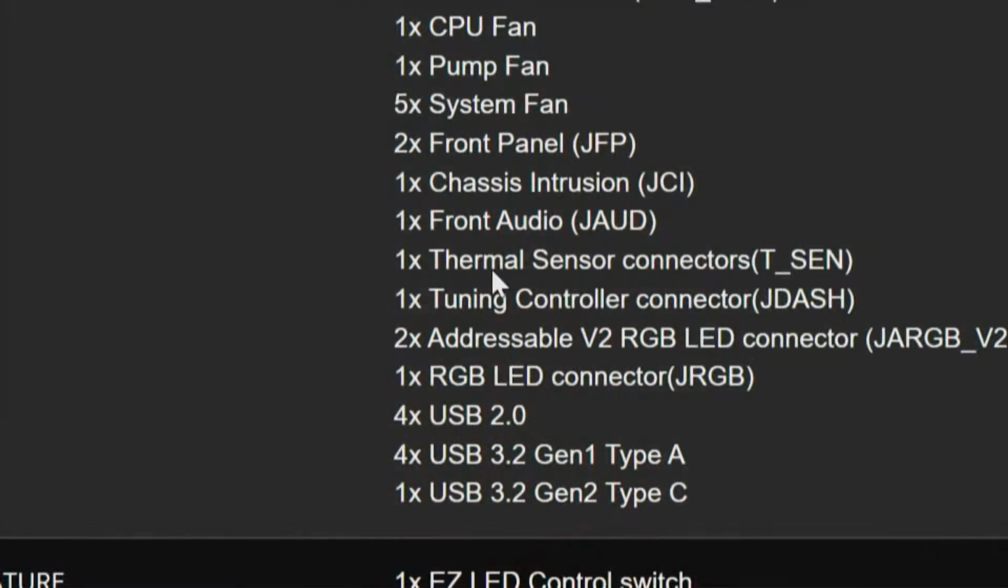I like the layout because it gives us a 1, 2, 3 where everything's at. I like to see the plumbing. One thermal sensor, which would be a thermistor, and this also has the tuning controller connector. So I've never seen that available separately, but if you're an MSI customer and have one of the higher end motherboards, that connector would work on this motherboard.